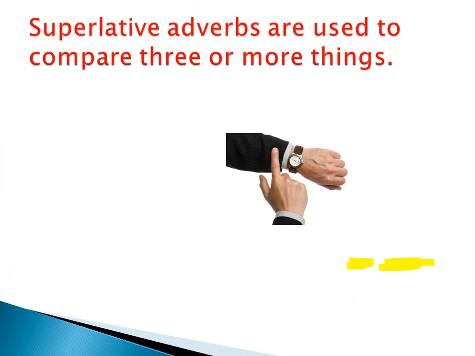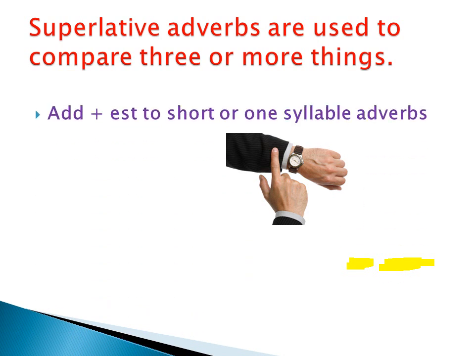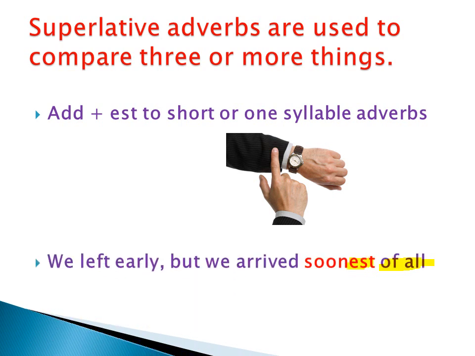What about superlative adverbs? If I want to compare three or more things or three or more actions, what do I do? What do you expect? If the adverb is a short or one syllable adverb, what do I add? I add est. Like, for example, we left early, but we arrived soonest of all. So soon is the adverb, describes when we arrived, and of all is the clue word.